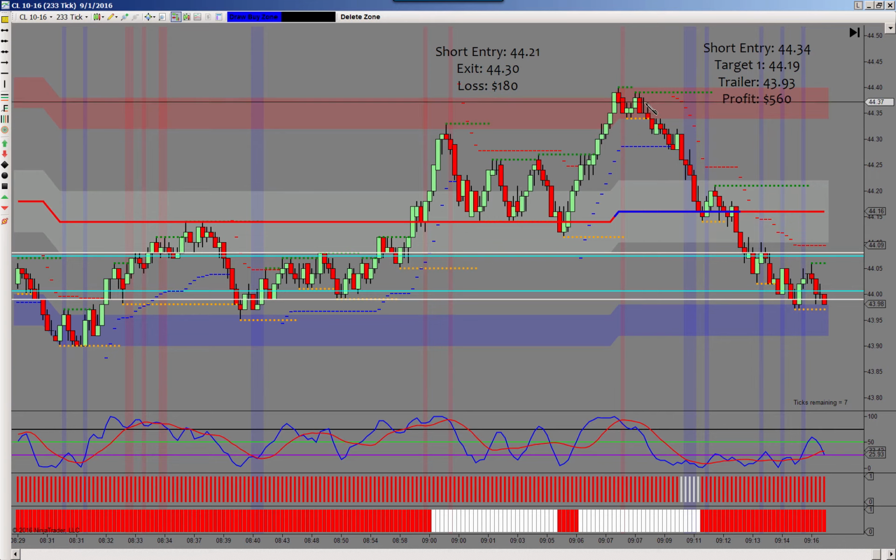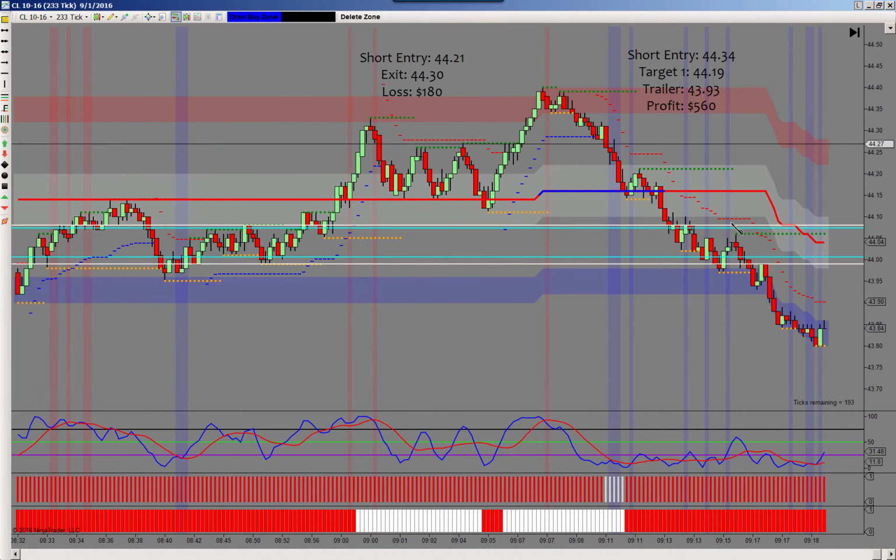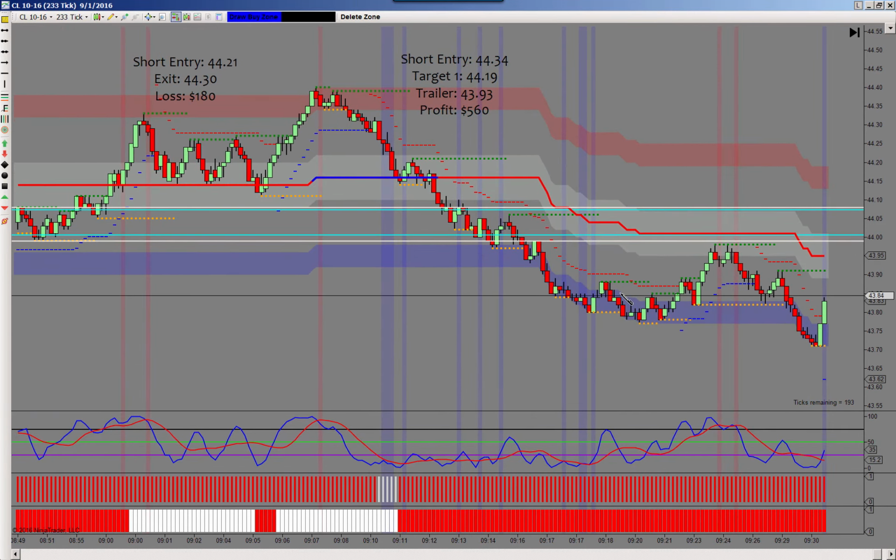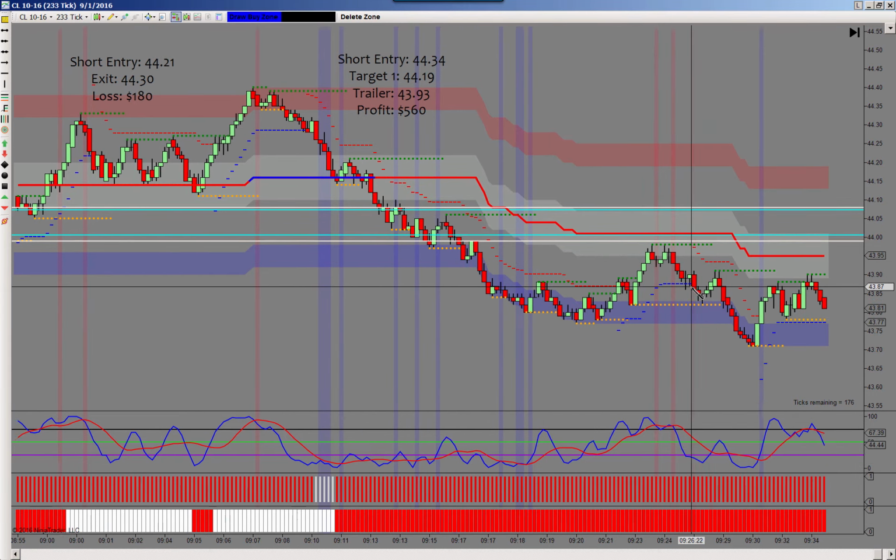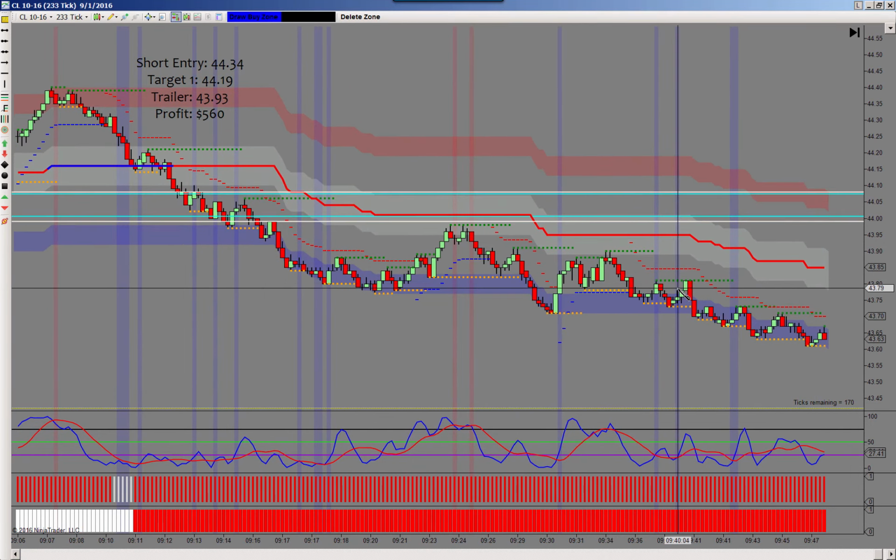This happened very quickly. Entry 44.34, first target 44.19. Trailer just killed it on this trade, 43.93. Total profit $560. Got taken out above this pivot right here, 44.93. So now I just sit on my hands and I wait for my next setup.